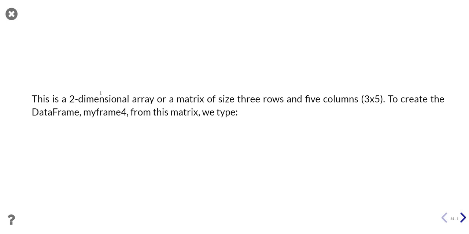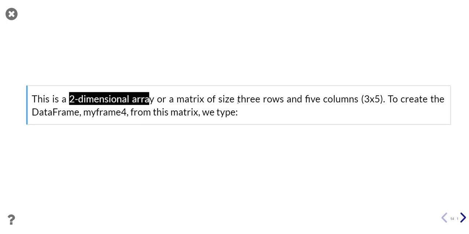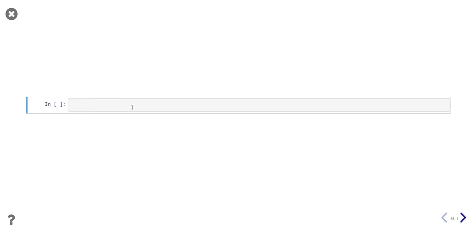So that's a series data structure. Now we are looking at the data frame data structure, which has more than a 1-dimensional array, right? So here we do 3 by 5. Let's say you want to create a data frame, for example data frame 4, from this matrix. Then what do we do?